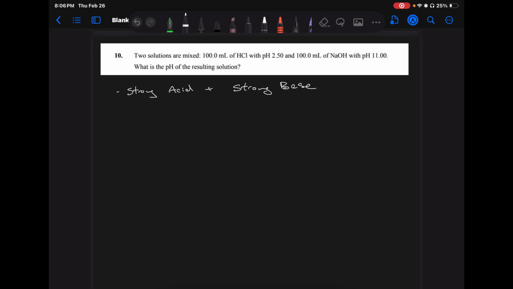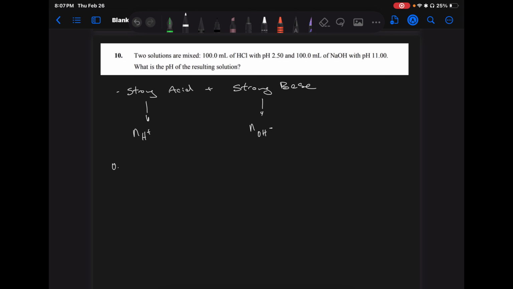So what I think is the best method is to first find how many moles of H plus ions there are, and then find the moles of OH minus, and then from that we can just see which one is bigger. Whichever one is bigger will be the excess, because the OH minus will react with the H plus ions to leave over the excess of whatever is left. So I guess we'll just start with the strong acid first.